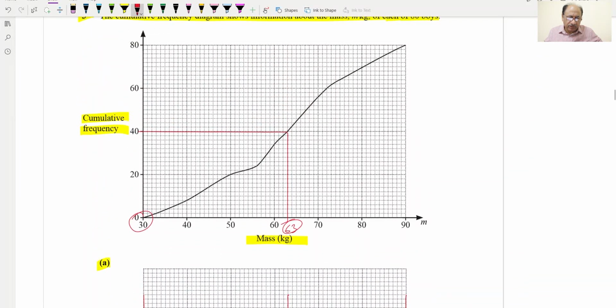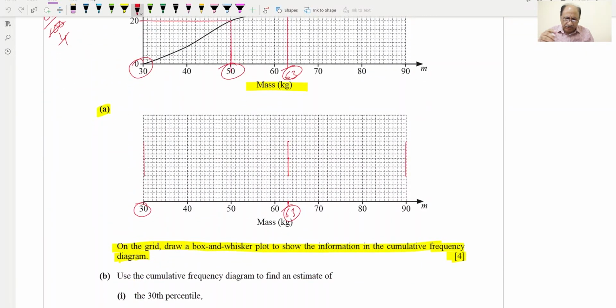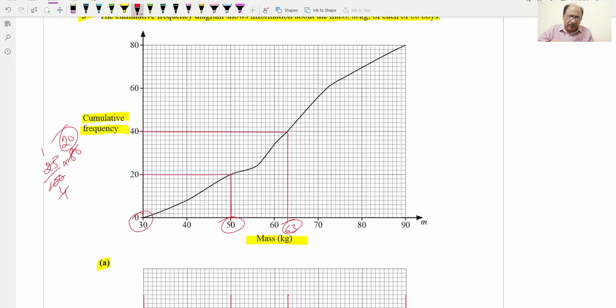Lower quartile and upper quartile are required. For the lower quartile, we check the 25th percentile. 25% of 80 will be 20. So we check the reference of 20, and this 20 reference is at 50. So the lower quartile is at 50, and the upper quartile will be at 60. We check the reference from 60; 60 will be the upper quartile, and this is the lower quartile.